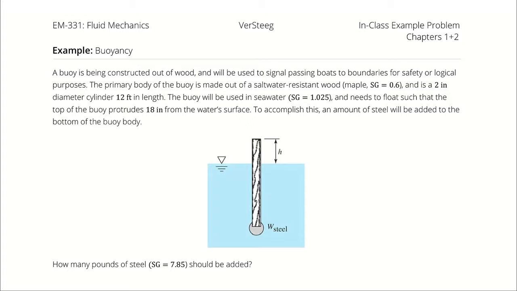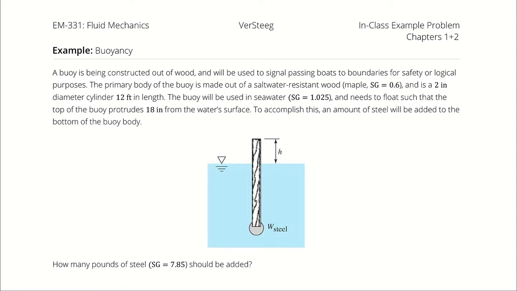A buoy is being constructed out of wood and will be used to signal passing boats to boundaries for safety or logical purposes. The primary body of the buoy is made out of a saltwater-resistant wood, let's call it maple, with a specific gravity of 0.6, and is a 2-inch diameter cylinder that is 12 feet in length. The buoy will be used in seawater, which has a specific gravity of 1.025, and needs to float such that the top of the buoy protrudes 18 inches from the water's surface.